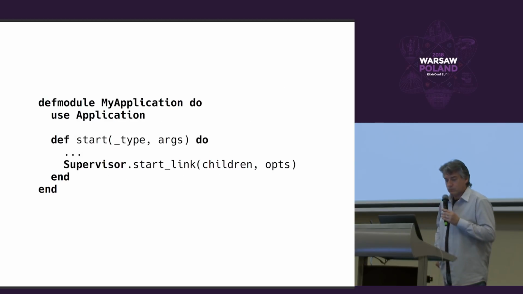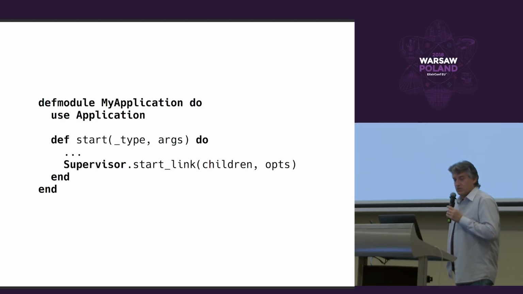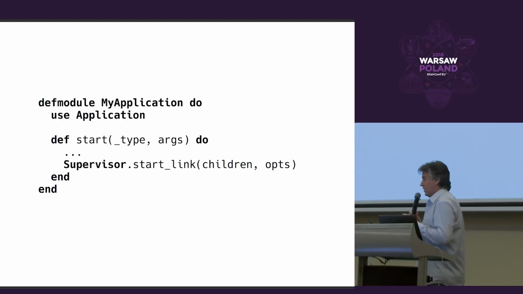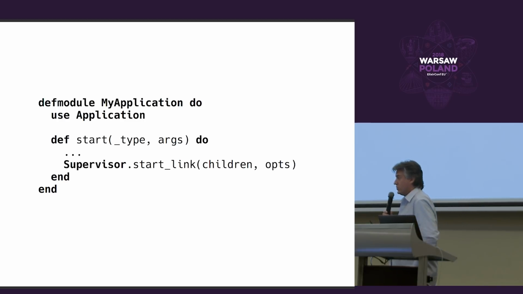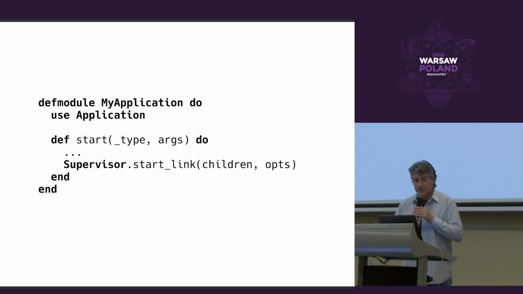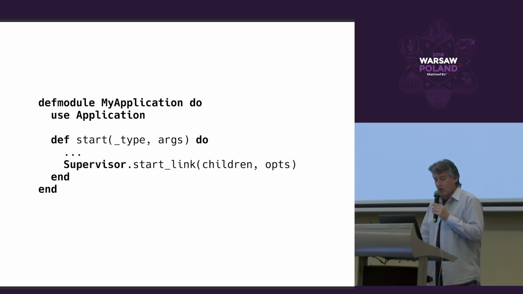All right. The application callback module technically is not needed, but normally you implement the application behavior, and you have 2 required callbacks and 2 other optional callbacks. The most important for what we are seeing here is the start callback, okay?